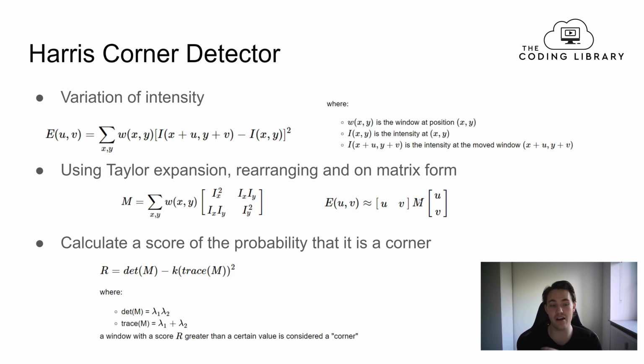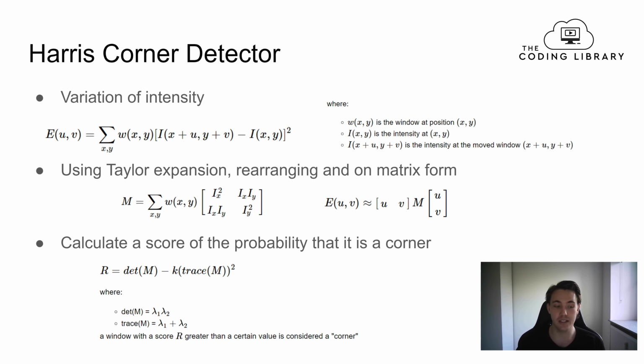This is just the math behind it, and we shouldn't need to know exactly what goes on behind the scenes. We should just know the overall things that are going on: we're using some Taylor expansion, we're looking at the variation of intensities, we're differentiating, or using the Sobel operator, on our image in both the X and the Y direction, and then we do some rearranging of the terms.